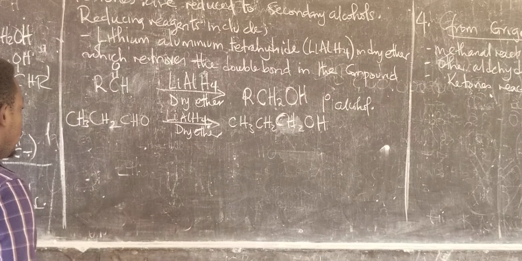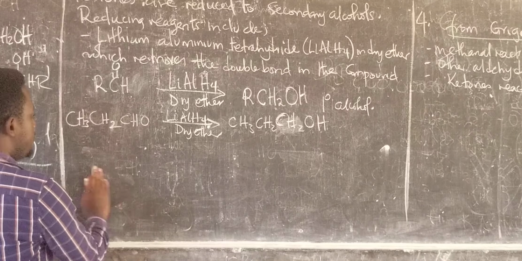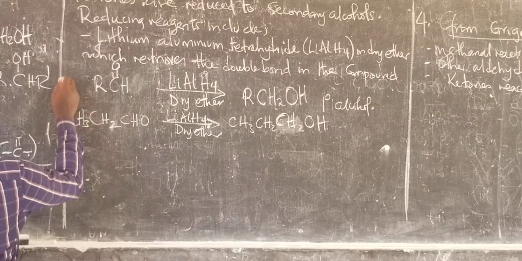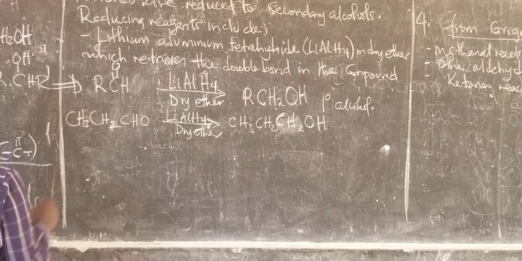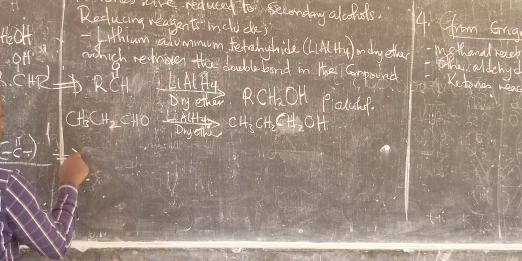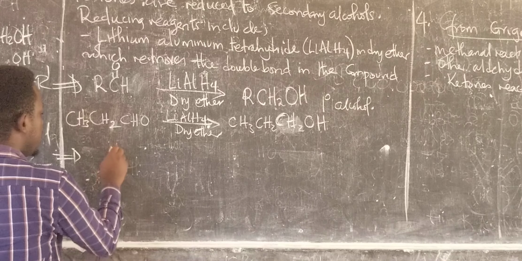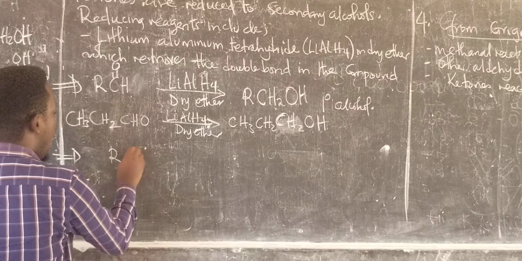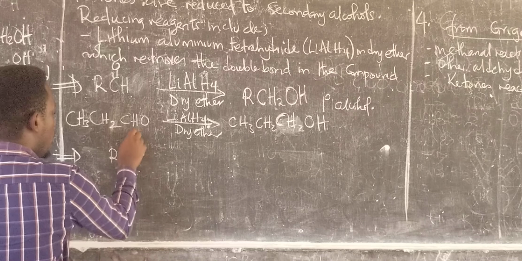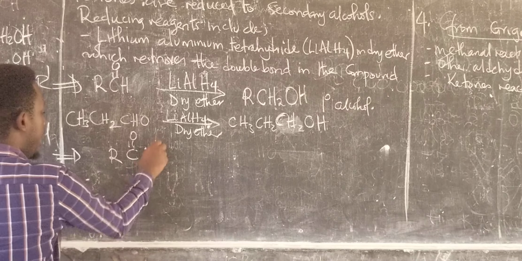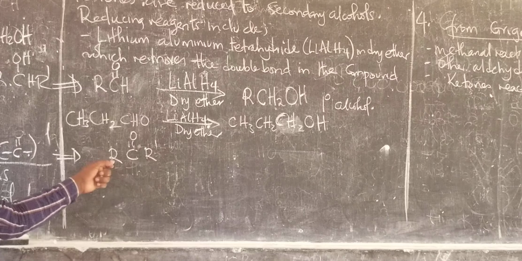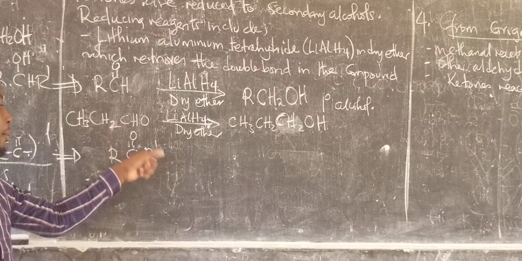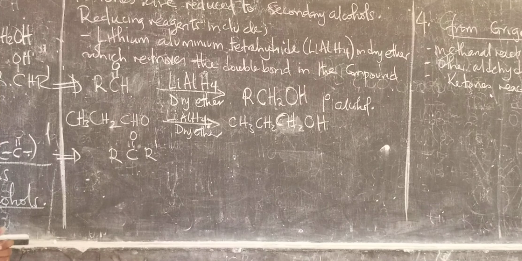Then also, if we want to produce secondary alcohols, this one here we are producing primary alcohols from aldehydes, secondary alcohols from ketones. I'm going to have R, then C double bond O, then R prime. The R and R prime can be the same, or they can be different. But this is the general formula of the ketone, right?